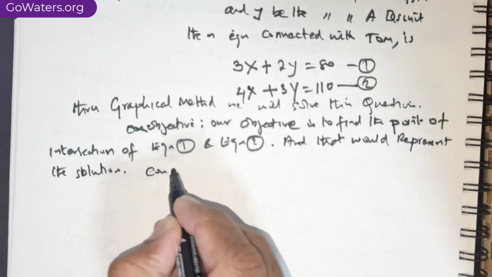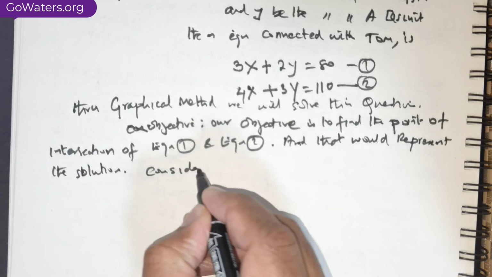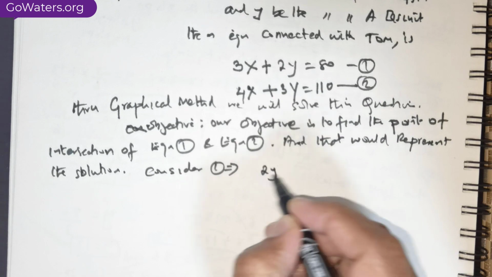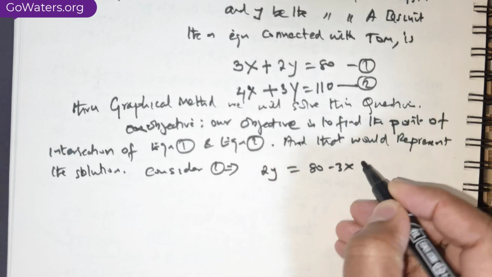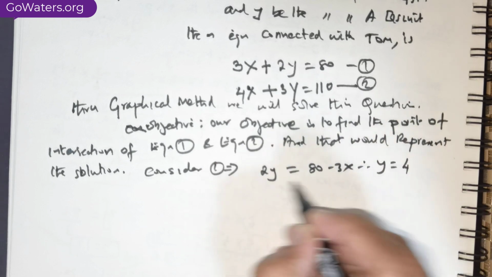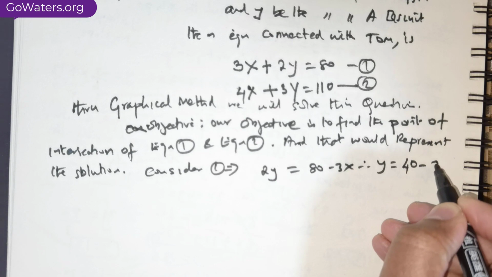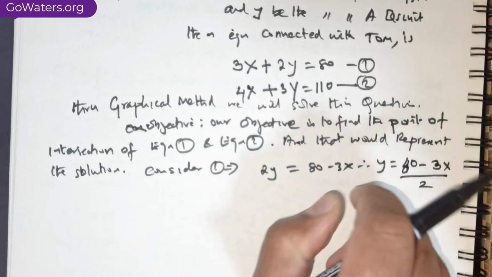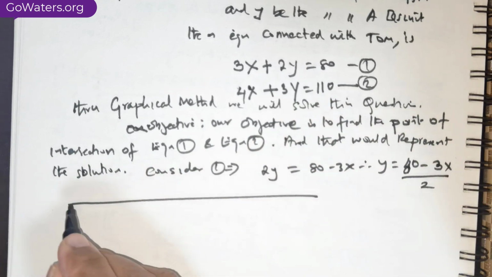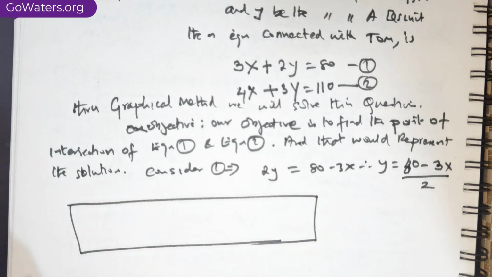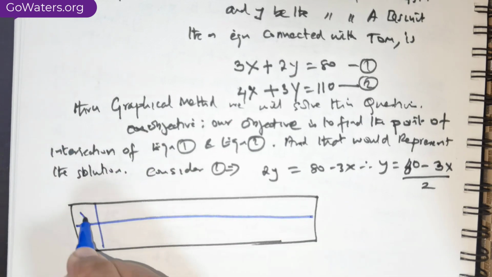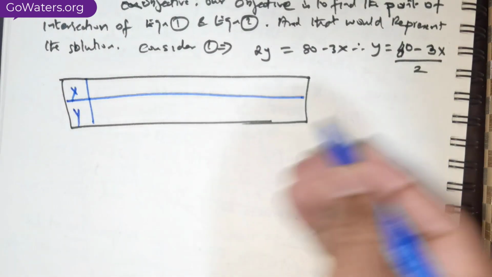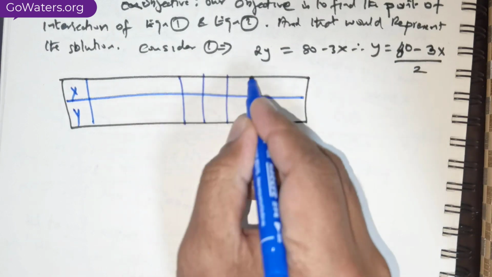So what we will do is, as I mentioned to you, I will consider 1, and 1 can be rewritten in terms of y. So I'm going to write this as 2y is equal to 80 negative 3x. Therefore y is equal to 80 minus 3x divided by 2. So let us draw the graph. You can take values for x, and then this would be the value for y. I'm going to substitute it here.